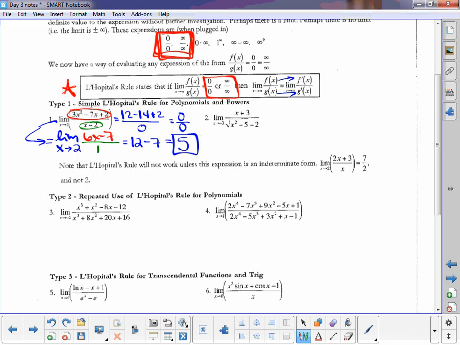Alright, so let's go take a look at number 2. What would we have had to do before to get rid of that radical?